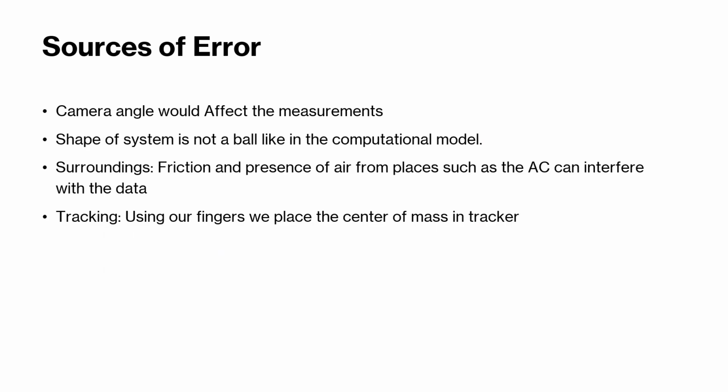So sources of error. Camera angle would affect the measurements. The shape of the system. Our system was not a ball, it was a rectangle. In the computation model, it was a ball. Surroundings, like friction and the presence of air from places such as the AC, can interfere with the data. And also tracking, we use our fingers to place the center of mass in the tracker.